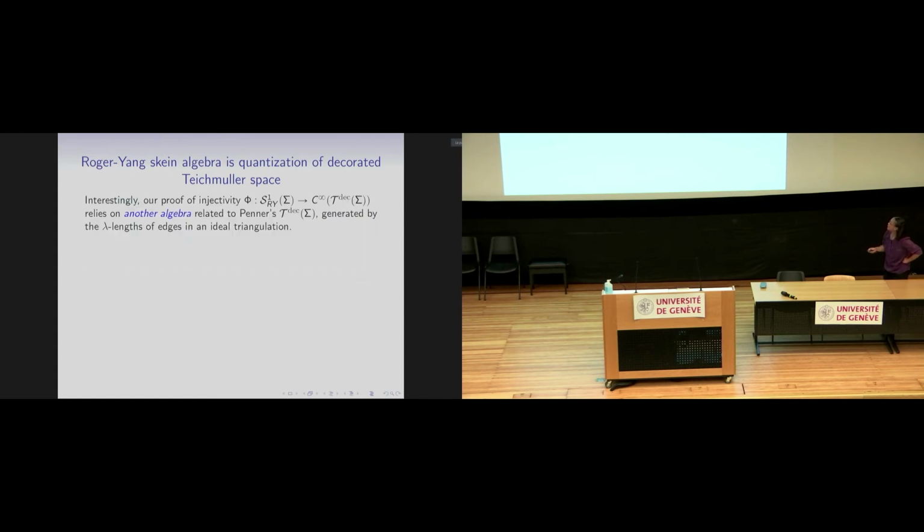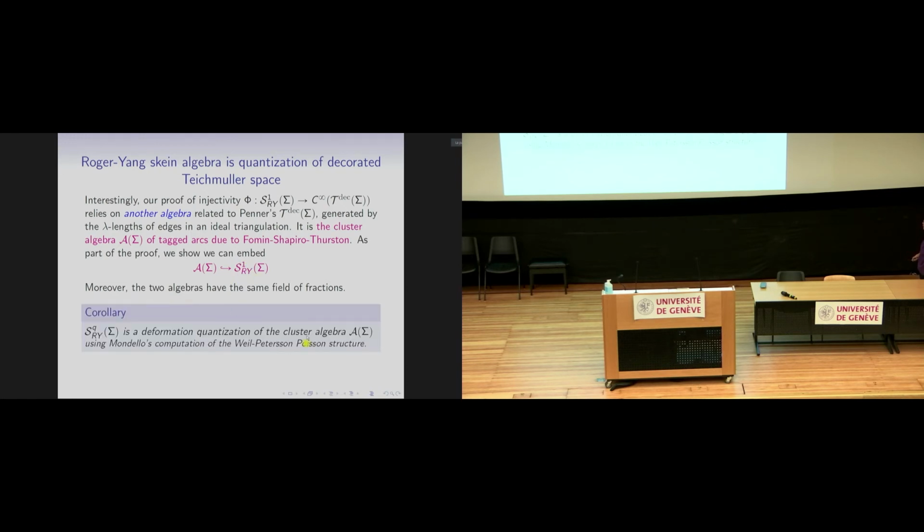Okay, so great. So maybe I can show you a little bit more. So our proof of injectivity actually relies on another algebra that is also based on the decorated Teichmuller space. So this other algebra looks only at the lambda lengths of arcs, and it ignores the lambda lengths of the knots and also the lambda lengths of the vertices. And this other algebra is called the cluster algebra, and it's the cluster algebra for surfaces that's due to Fomin, Shapiro, and Thurston.